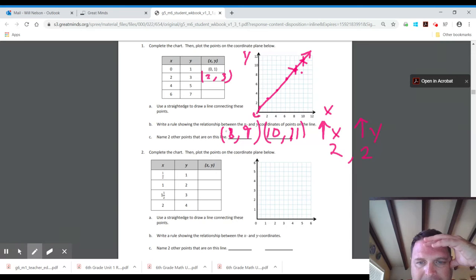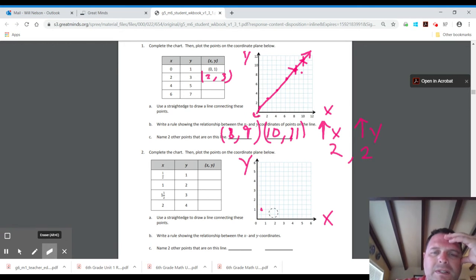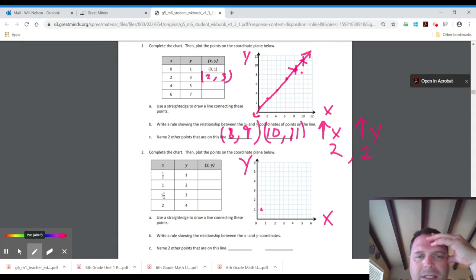So as you can see that each of the blocks on this graph is worth 1/2. So 0, this is again x, and this is again y. So first I'm going to find x. So x is 1/2, so I'm going to go over to 1/2 right there. And it wants me to go up to 1. So our first point is right there. Okay. And the next one is 1, 2. So go over to 1 and go up to 2.